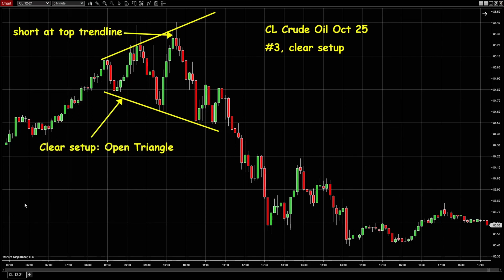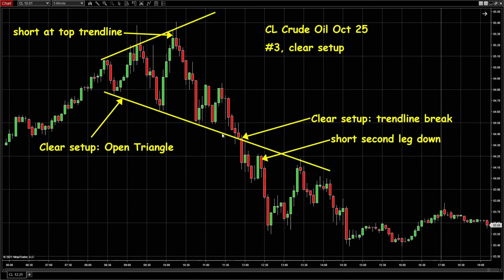For open triangle, normally trade the third time that it touches either side of the trend line, and then just trade once. If we extend the bottom trend line, we can see there's another good setup. It is the trend line break, and then we short at the pullback for the second leg down here.